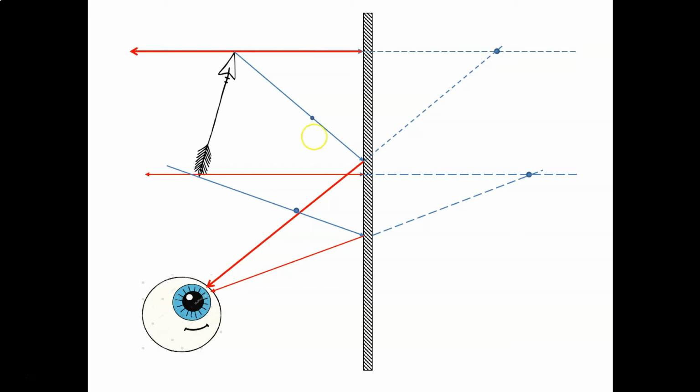Okay, and now because I have two reflected rays meeting, I can add my image.